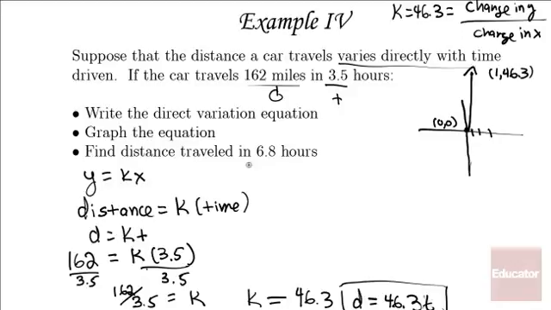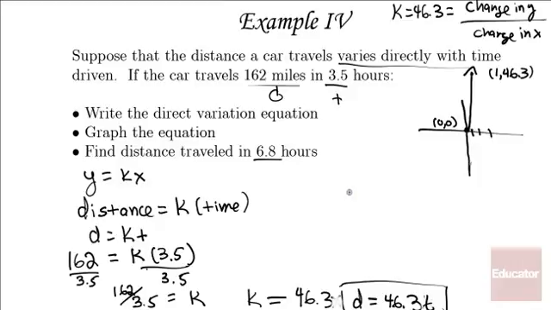Finally, I need to find the distance traveled in 6.8 hours. So I found the equation as I was asked. There should actually be a t for that equation. So this is the equation, d equals 46.3t. Then find the distance traveled in 6.8 hours.